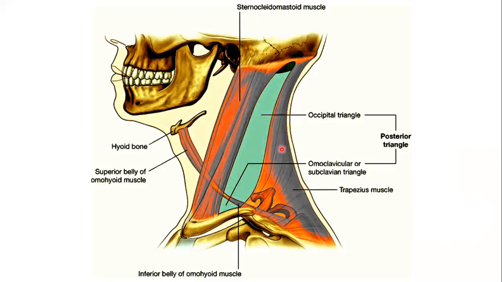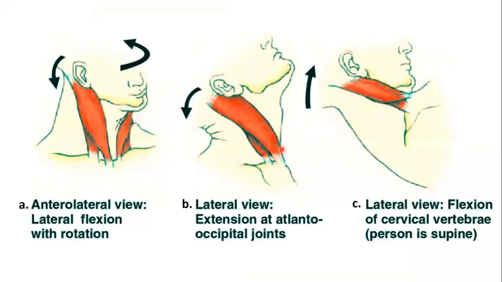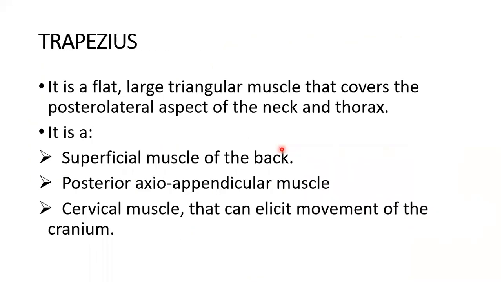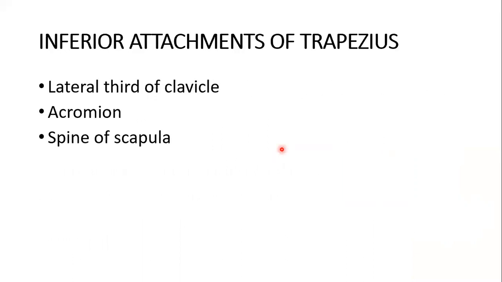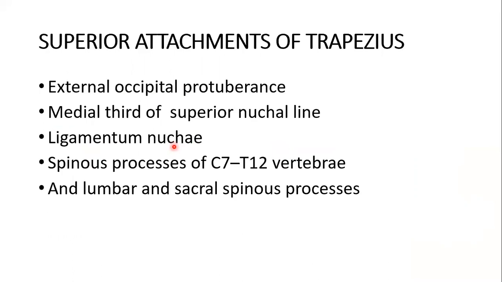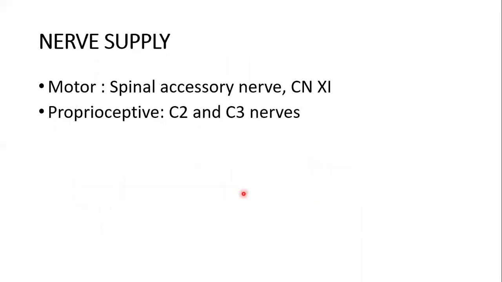This is the trapezius, and let's study it, how it is written over here. This is the inferior attachment: lateral third of the clavicle, acromion, and the spine of the scapula. And superior attachment: external occipital protuberance, medial third of the superior nuchal line, of course the ligamentum nuchae, and the spines of the C7 to T12 vertebrae. So long attachment, C7 to T12 vertebrae, and lumbar and sacral spinous processes. You see how it is attached.